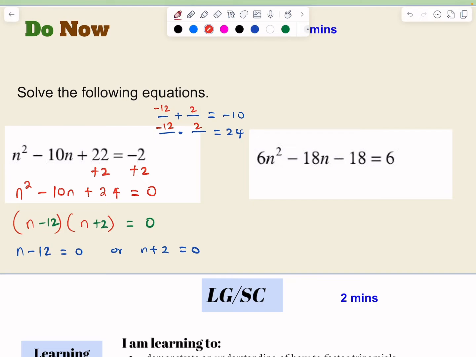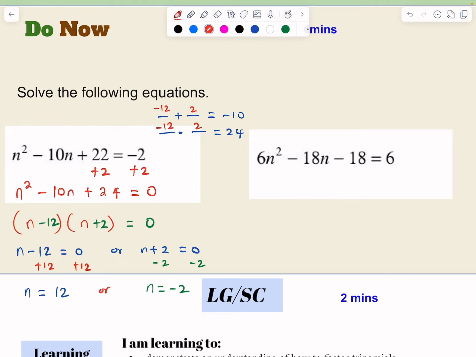So now I need to solve for n. I need to add 12 to both sides right here. And if I add 12 to both sides, I notice my n will be equal to 12. And on the other side, I need to subtract 2, which means my n is equal to -2. So my answer to this question will be n is equal to 12 or n is equal to -2. Now, what about the question on the right?